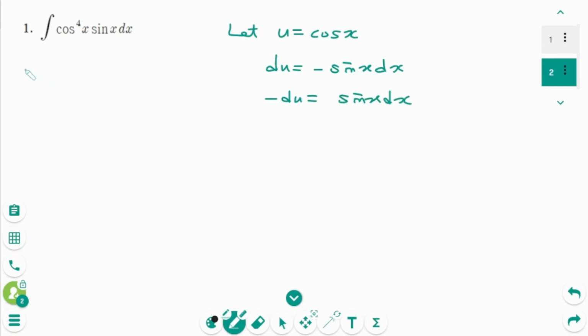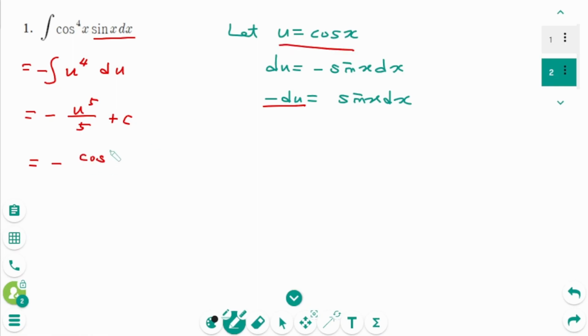Then back to the original. The integral of cosine is u, then u to the power of 4, then sine x dx is minus du, equals minus u to the power of 5 over 5 plus c. Since u was cosine of x, the answer is minus cosine to the power of 5 x over 5 plus c.